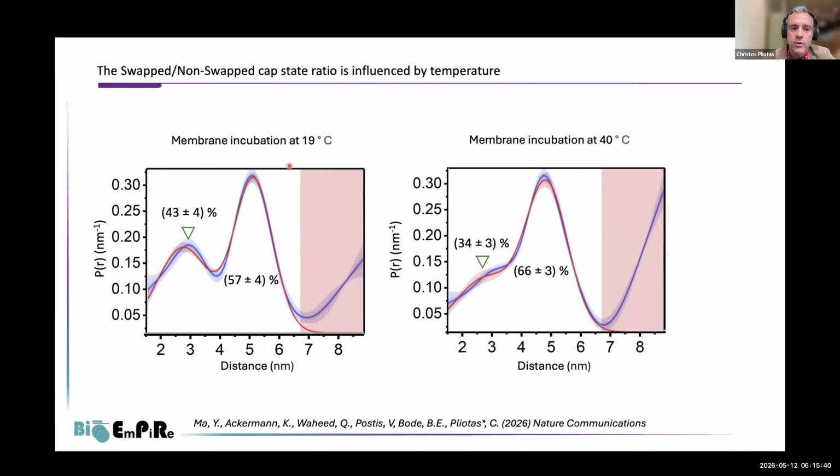And after testing multiple conditions, again with EPR spectroscopy, we found out that temperature affects that equilibrium. And it's well known over 10 or 20 years ago that TRAAK is activated at fever-high temperatures, around 40 degrees Celsius. So that was really interesting. And this is something we're going to move forward and explore in the future, to understand why temperature changes the swapped state to non-swapped, why this is happening, and what's the biological relevance of this phenomenon.